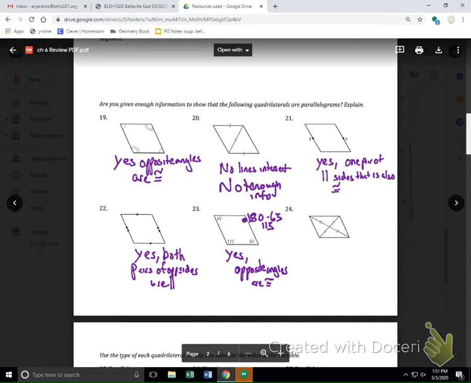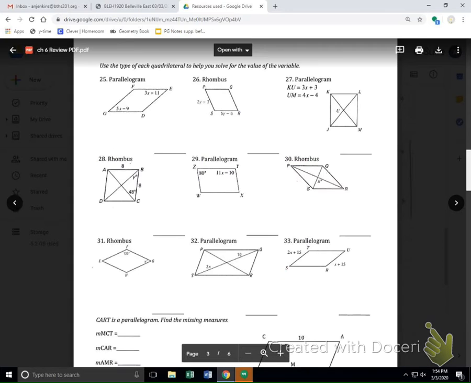Okay, number 24. Is this going to be a parallelogram? Yes. How do you know? Diagonals bisect each other. Excellent.